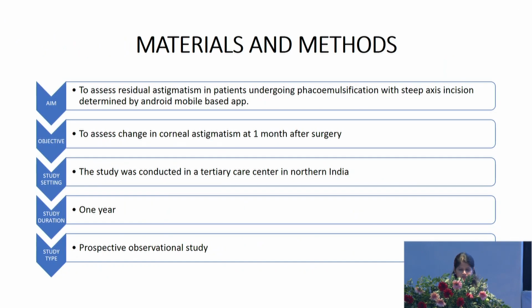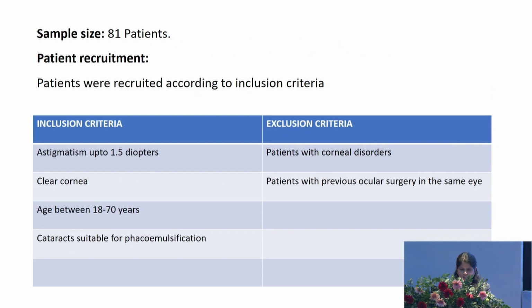Materials and methods. The aim of the study was to assess residual astigmatism in patients undergoing phacoemulsification with steep axis incision determined by an Android mobile-based app. The objective was to assess change in corneal astigmatism at 1 month after surgery. The study was conducted in a tertiary care center in northern India. The duration was 1 year and the study type was a prospective observational study.